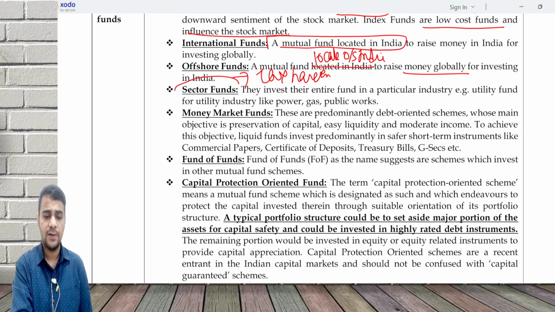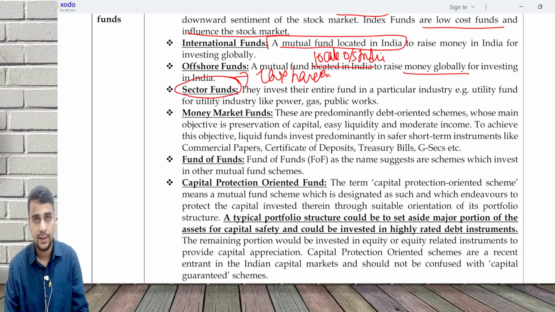Sector funds, the name itself explains. Sector funds are going to basically invest the money in a particular sector. There's a real estate sector fund, there is an infrastructure sector fund, there's a banking sector fund. So you are going to invest in a specific sector.